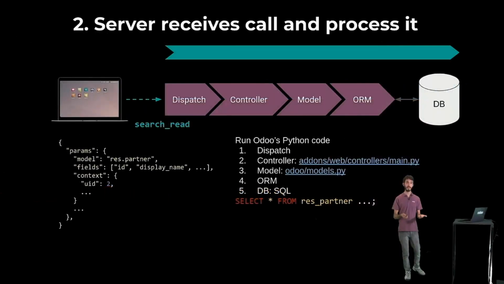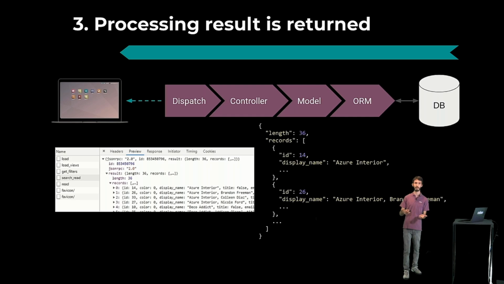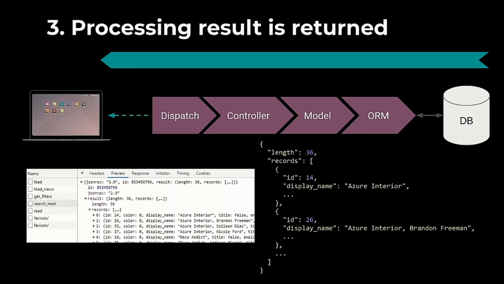The server receives the payload, and it will do the Python code execution in order to send the correct result. In this case, it will first go into the dispatch, then the controller, then the model, res.partner in this case, then the ORM, which will ask the database for the relevant information that is needed. In this particular case, I asked for res.partner, so there is the SQL query with SELECT * FROM res_partner, and so on, and I have my results. And now my server will do this callback where it sends back to my browser the information that it asked for.